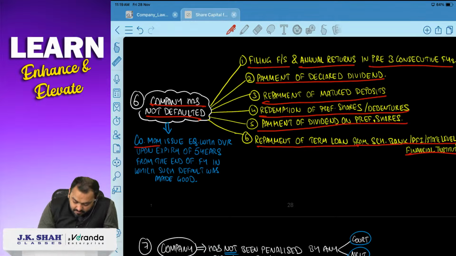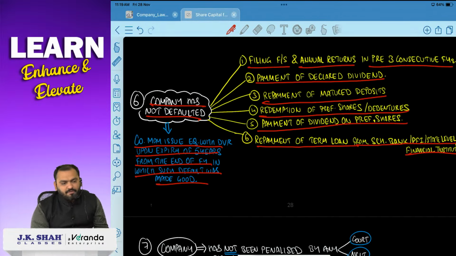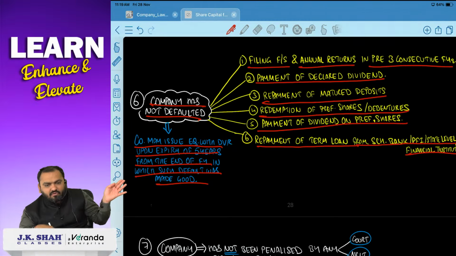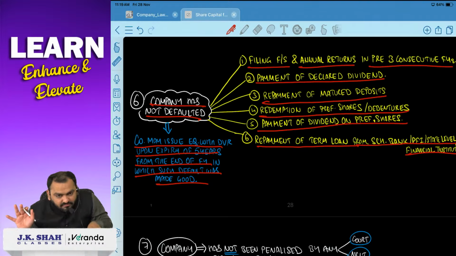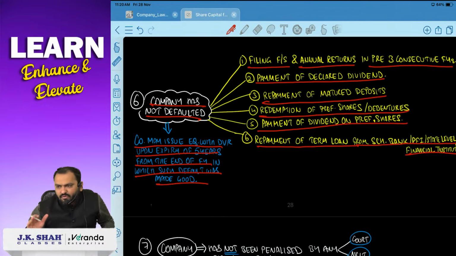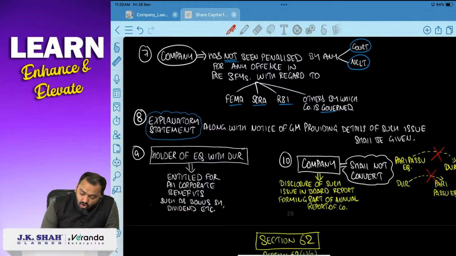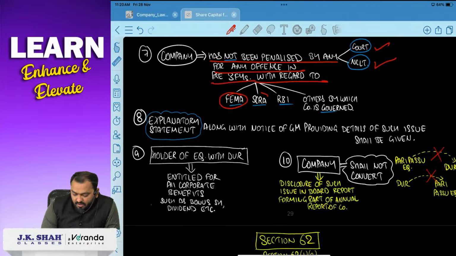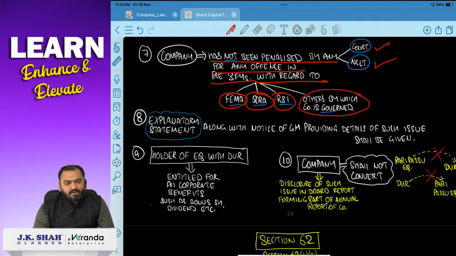Okay, but company may issue equity with the DVR upon expiry of 5 years from the end of financial year in which such default was made good. Means company must not have made any of the defaults. Like for example, if company had made this type of default and now the default is made good and 5 years has been lapsed from the end of financial year in which the default was made good, then company can issue equity with the DVR. Means can I say default is made good and you have to wait for 5 years, before expiry of 5 years company cannot issue equity with the DVR. Okay. Then company has not been penalized by any court or NCLT for any offense in 3 preceding financial year with regard to FEMA, SCRA, RBI, other by which company is governed. So no penalty has been imposed on such company.